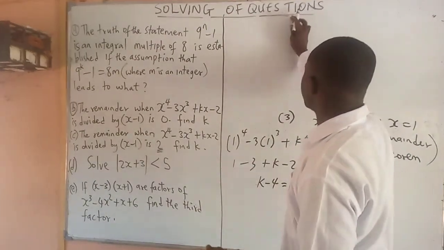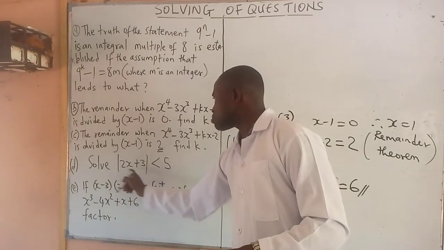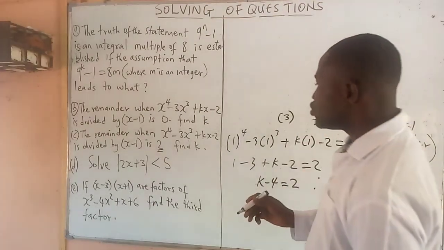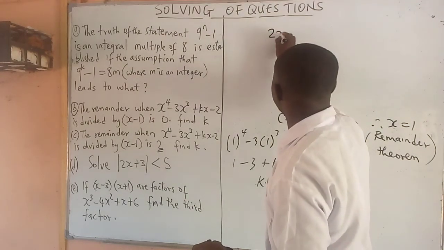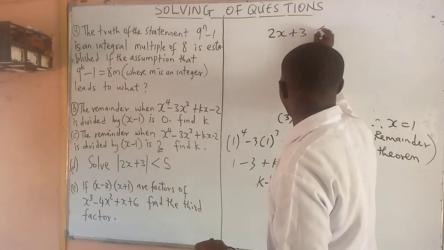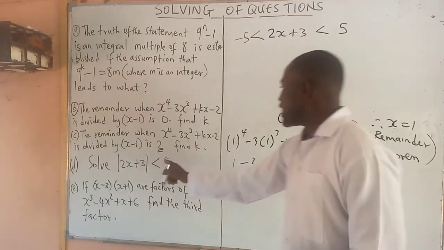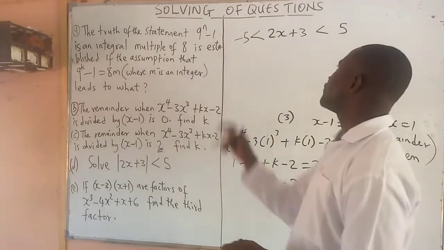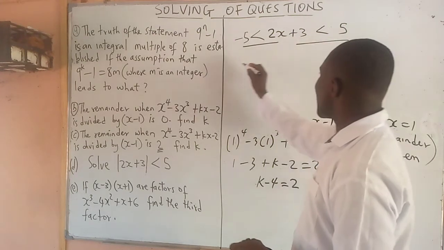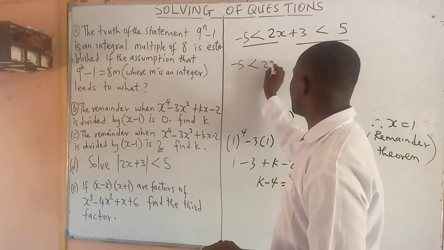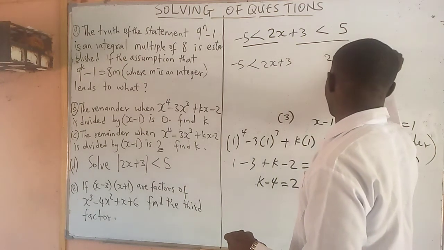Now, when they give you this modulus, what you do is you say that this statement means 2x plus 3 is less than 5 and less than minus 5. Here is positive, you put the one on negative of it. That means solve this, that means also solve this. We have minus 5 less than 2x plus 3, and we also have 2x plus 3 less than 5.